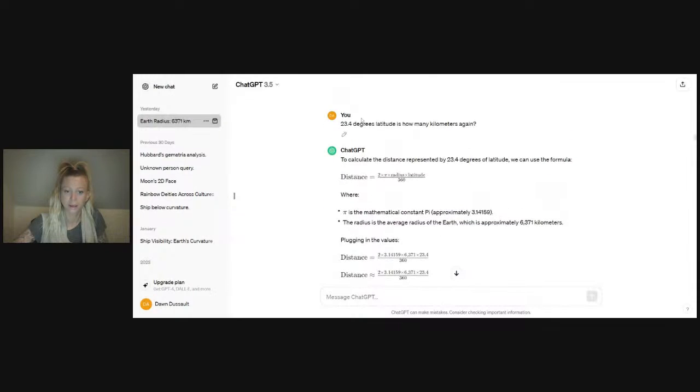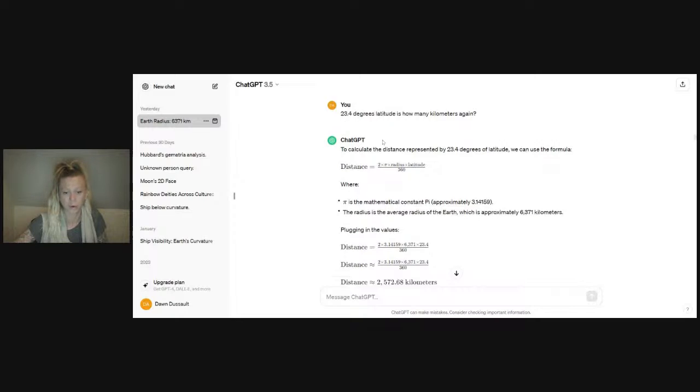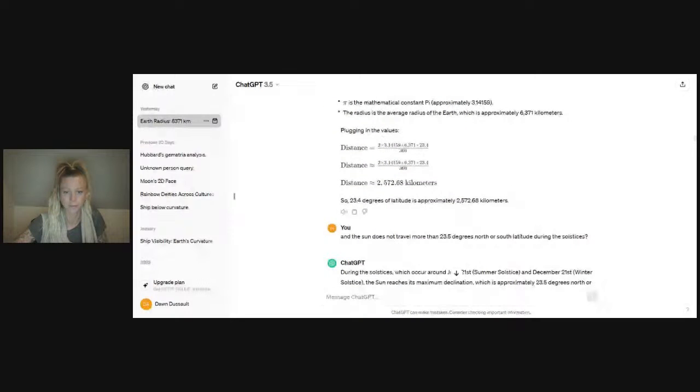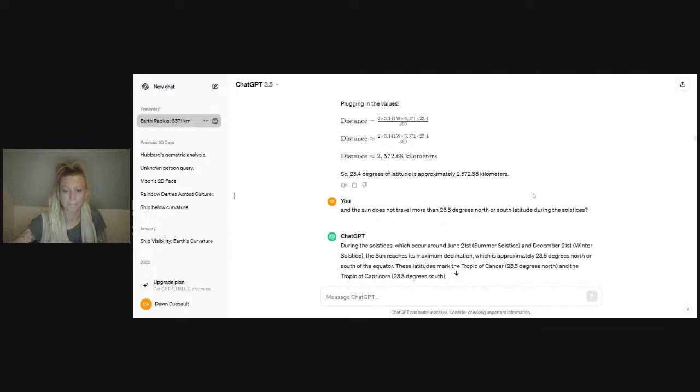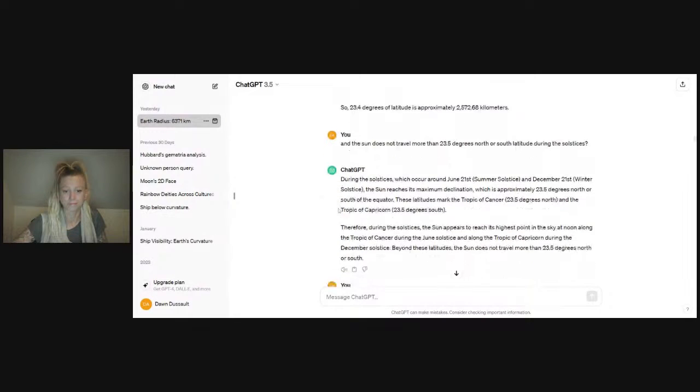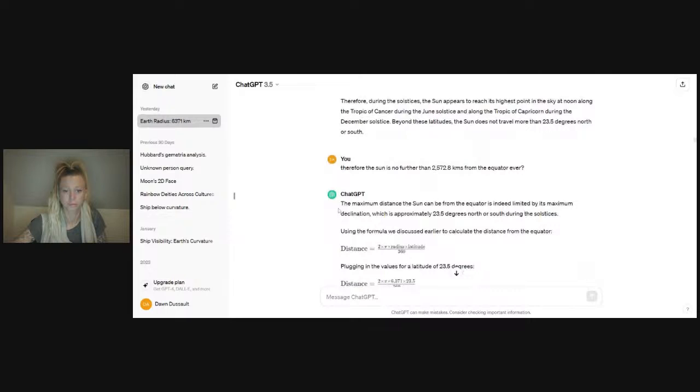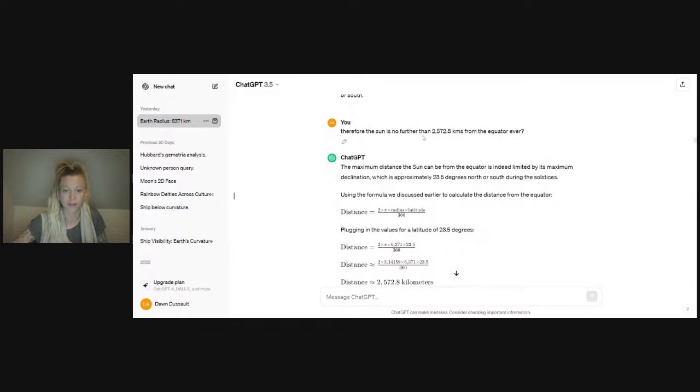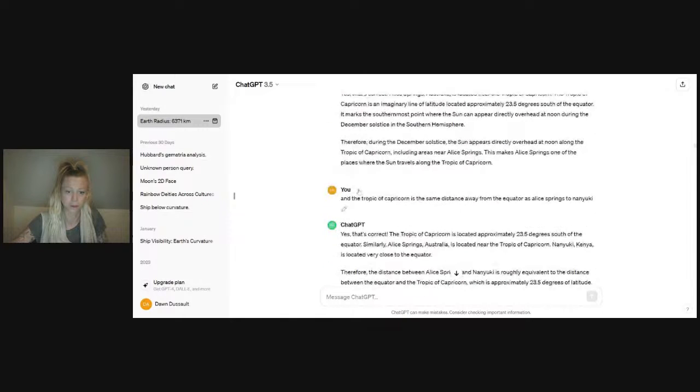So asking again, how many degrees latitude, how many kilometers or miles, however you want to say it. So again, measurable. 23.4 degrees of latitude is 2,572.68 kilometers approximately. So therefore, the sun is no further than 2,572.8 kilometers from the equator ever. That's what I'm asking it. And then ChatGPT says the maximum distance the sun can be from the equator is indeed limited by its maximum declination, which is approximately 23.5 degrees north or south during the solstices. What's going on here?